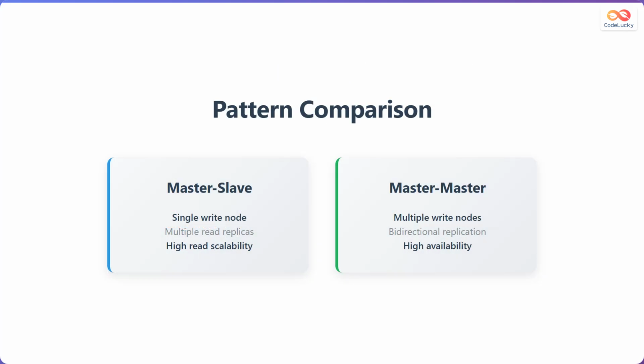Now let's compare these two replication patterns. In master-slave replication, there is a single write node which is the master and multiple read replicas which are the slaves, providing high read scalability. On the other hand, in master-master replication, there are multiple write nodes with bidirectional replication, resulting in high availability.